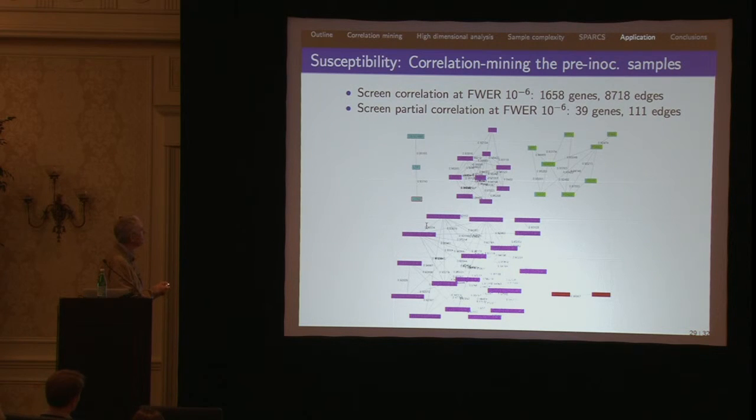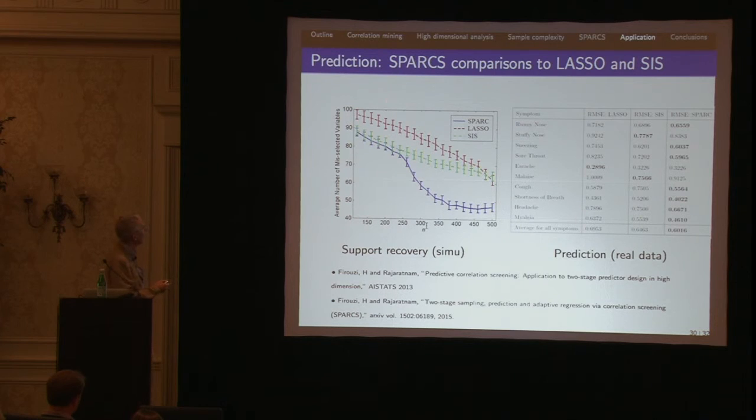One interesting result: if you just look at the pre-inoculation samples, these 32 samples, and you screen the correlation, you get a very large and complicated graph. If you screen the partial correlation at the same level of false positive, you find these 4 different modules, and one of these modules corresponds to a sentinel immune response that is sitting just waiting to be recruited once an inoculation occurs, which has a very high correlation, 0.92 or greater, because that's how we've set the false positive threshold. And then this just shows the SPARCS comparison as compared to SIS, sure independence screening, and Lasso.